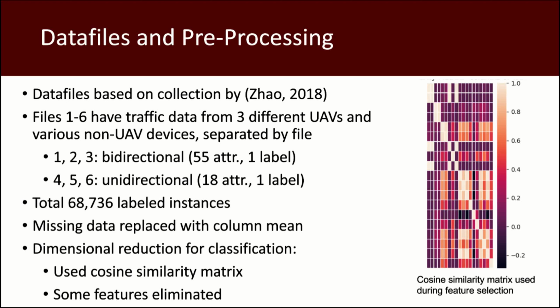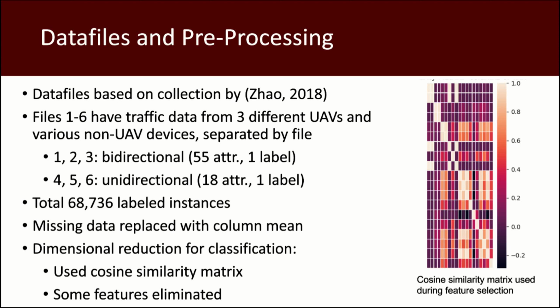The data set that we're using for this project is based on collection done by Zhao in 2018. There are 6 files that we're using, and that consist of traffic data from 3 different UAVs and various non-UAV devices that have been separated by file.